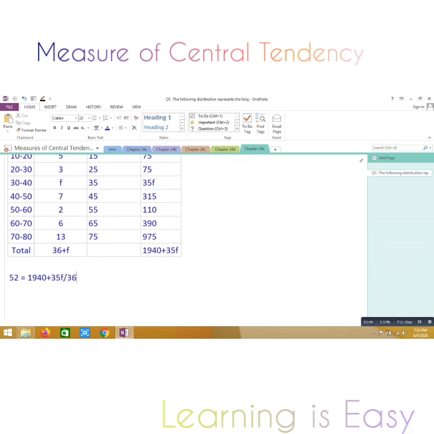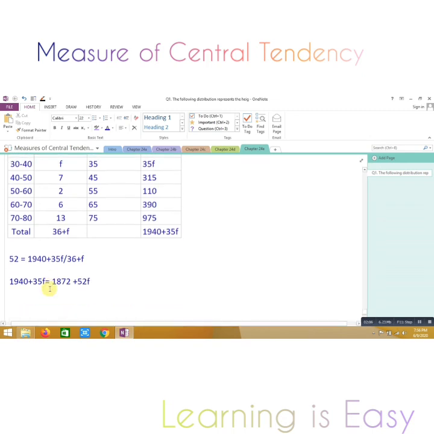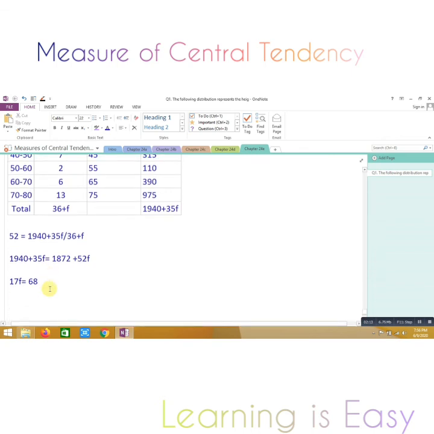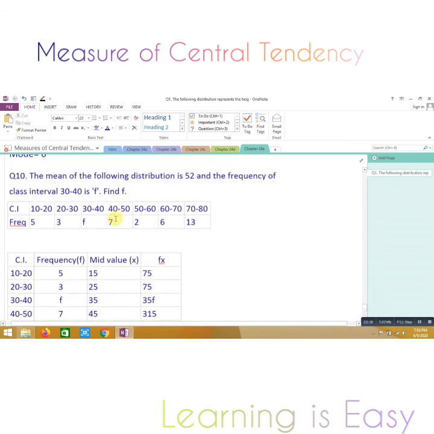So 36 plus f goes on to the left hand side and gets multiplied with 52. So 1940 plus 35f equals 52 into 36, 1872 plus 52f. Then bringing f to the left hand side and the numerals to the right hand side, we can get the value of f. 17f equals 68. So f equals 4.